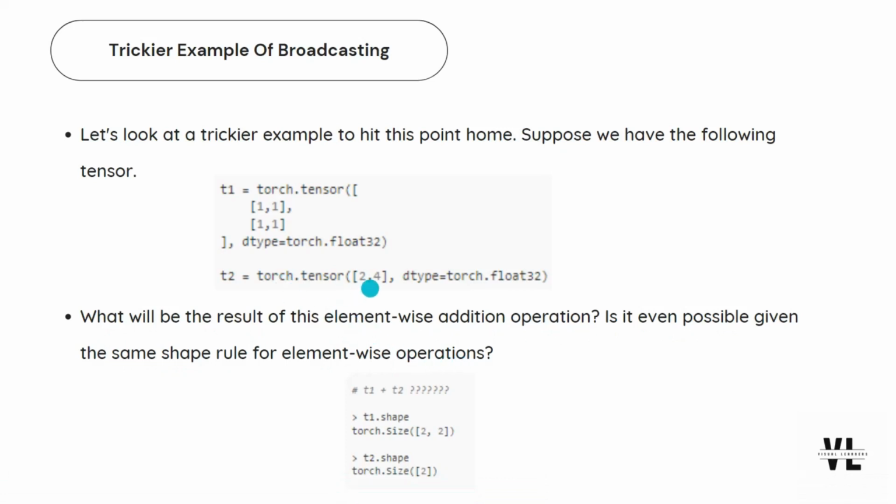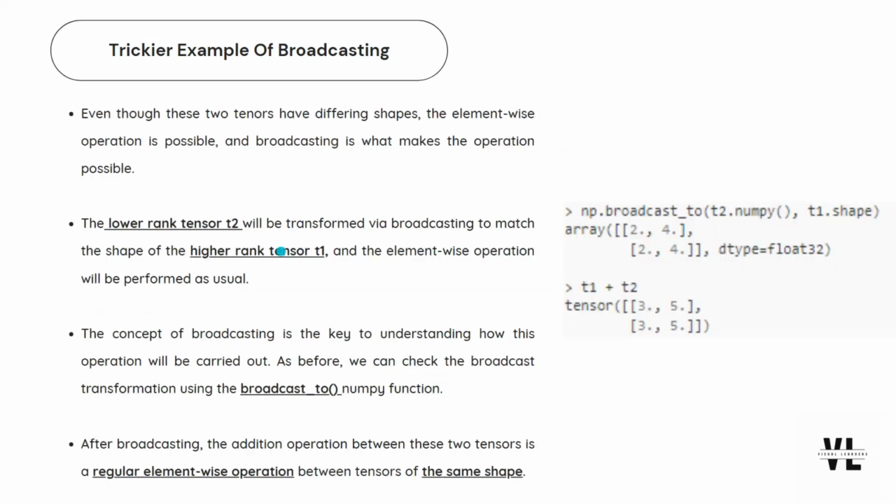So this is not a scalar, so the first thing that we need to do is to convert the second tensor into the shape of 2 by 2, and then we can perform the addition operation between the 2 tensors. Even though these two tensors have different shapes, the element-wise operation is possible, and broadcasting is what makes the operation possible. The lower rank tensor T2 will be transformed via broadcasting to match the shape of the higher rank tensor T1, and element-wise operation will be performed as usual.